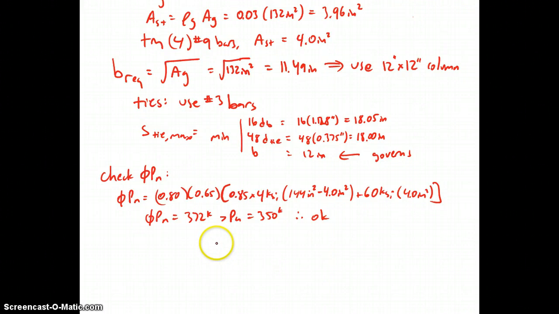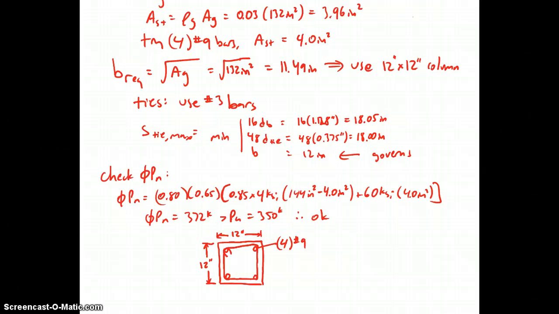Now our final design drawing would be something like this, where we would show our square column, we would show our 4 bars, we would show the tie around those 4 bars, and we would label the outside dimensions, 12 inches by 12 inches. We're going to label the size of the rebar. So we'll say 4 number 9s. We're also going to label the tie. We'll say number 3 ties at 12-inch spacing.